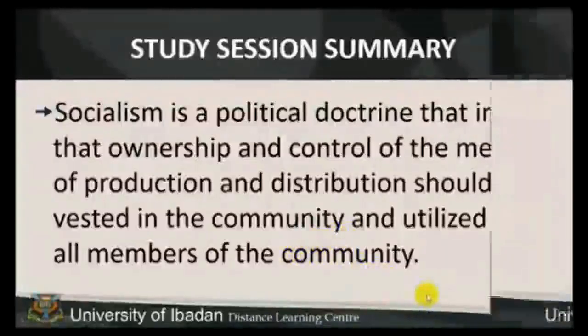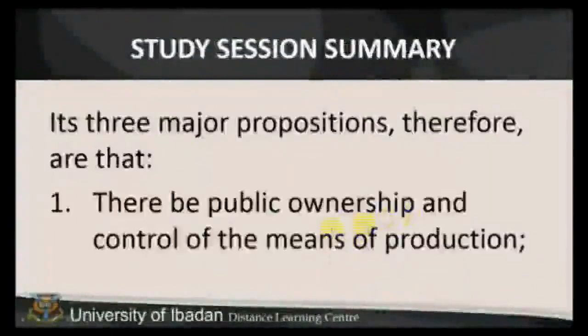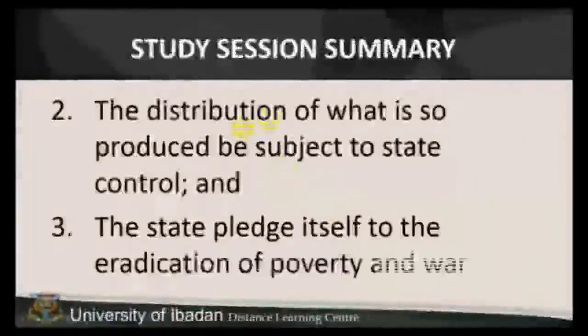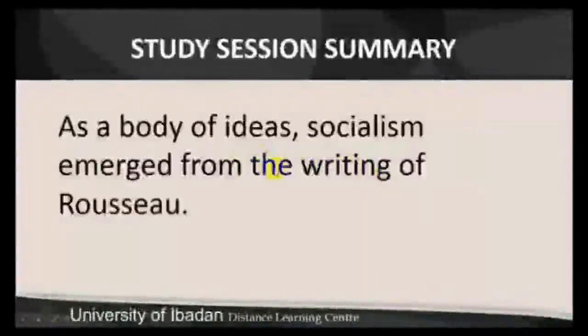Its three major propositions, therefore, are that there be public ownership and control of the means of production, that the distribution of what is so produced be subject to state control, and the state pledge itself to the eradication of poverty and want. The study session also noted that as a body of ideas, socialism emerged from the writing of Rousseau. It has since developed along several lines.